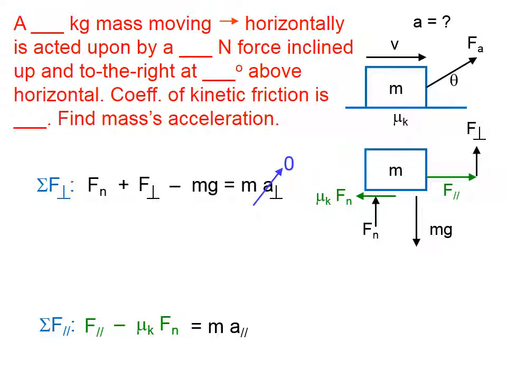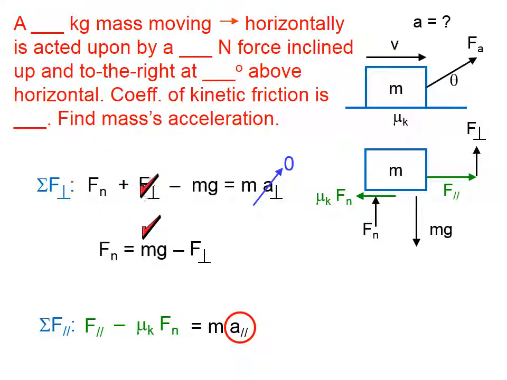The acceleration perpendicular to the surface is 0. This mass will not jump off the surface, nor will it accelerate into the surface. So the whole right side of this top equation becomes 0. And we're looking for that as our final answer.